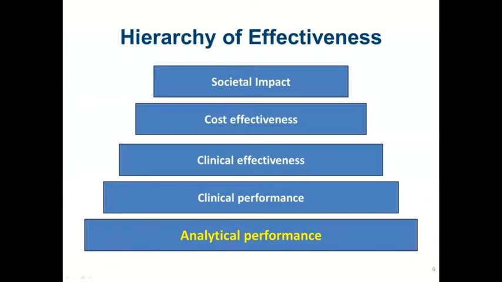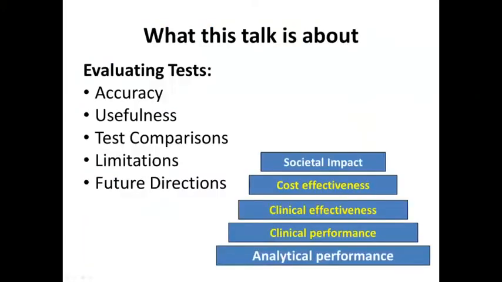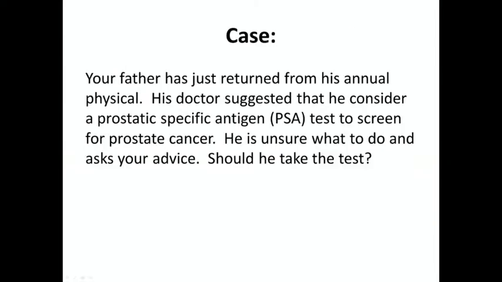So we're going to use this hierarchy as we go through this and look at evaluation of test performance at each of these different levels, except for the analytical one. So we'll just focus here on these three middle ones that are highlighted in yellow, and we'll talk about accuracy of tests in terms of discriminating patients, the usefulness of tests, comparing tests, and all the other factors I've listed there.